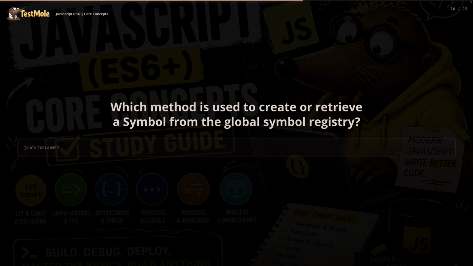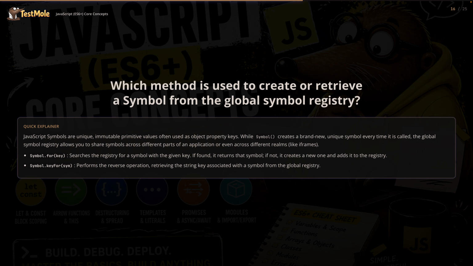Which method is used to create or retrieve a symbol from the global symbol registry? JavaScript symbols are unique, immutable primitive values often used as object property keys. While Symbol() creates a brand new, unique symbol every time it is called, the global symbol registry allows you to share symbols across different parts of an application or even across different realms, like frames. Symbol.for(key) searches the registry for a symbol with the given key. If found, it returns that symbol. If not, it creates a new one and adds it to the registry.